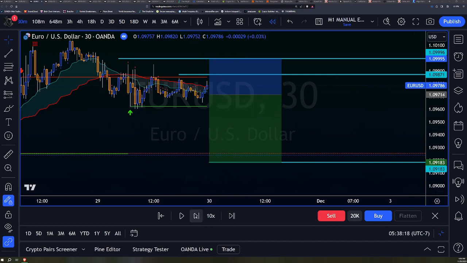Now, if I hit this button, this triangle button with a line in front of it, that is going to show me one candle. If I hit the play button, it shows multiple candles, and you can control the speed of it. But in this case, we're just going to go one candle at a time.